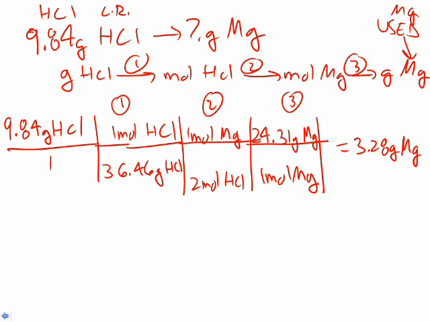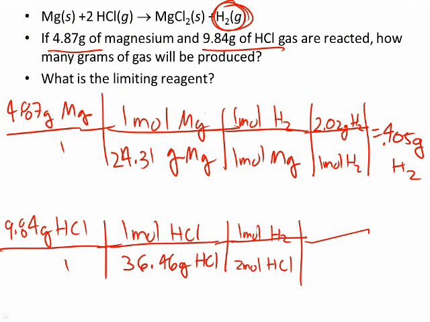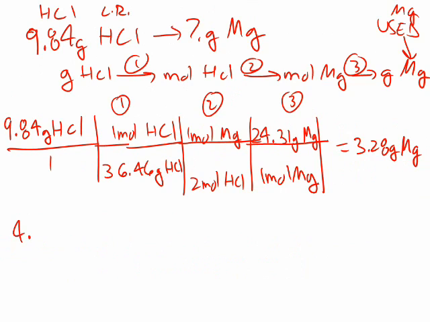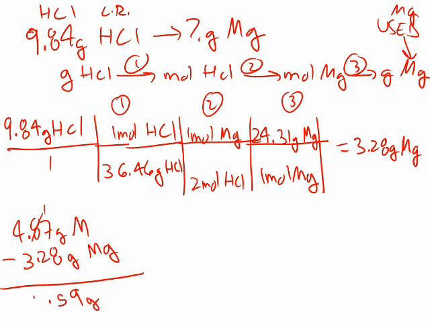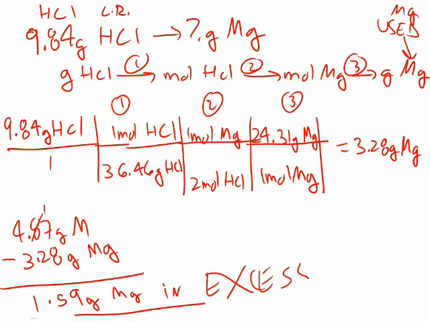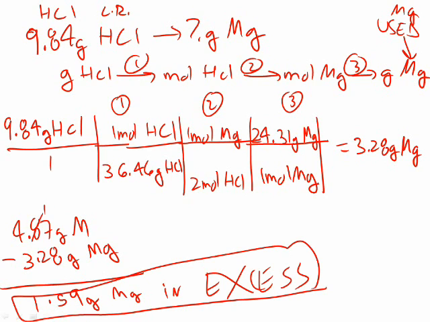Now, what did we start with? We've got to go back to see what we started with. We started with 4.87 grams of magnesium. We take the 4.87 grams of magnesium, and then we just subtract 3.28 grams of magnesium. That's 1.59 grams of magnesium in excess. So that's how much magnesium we have left over.